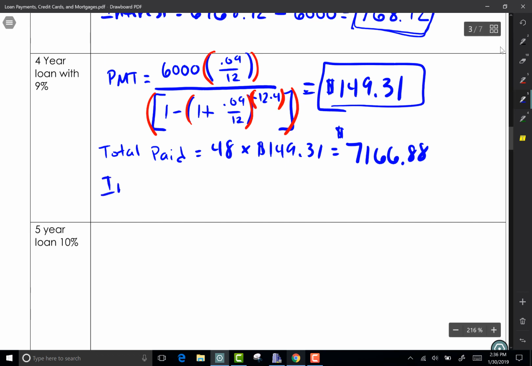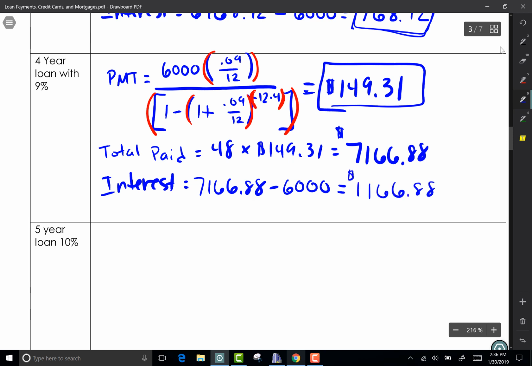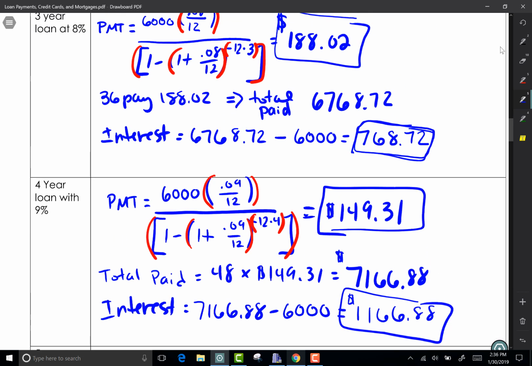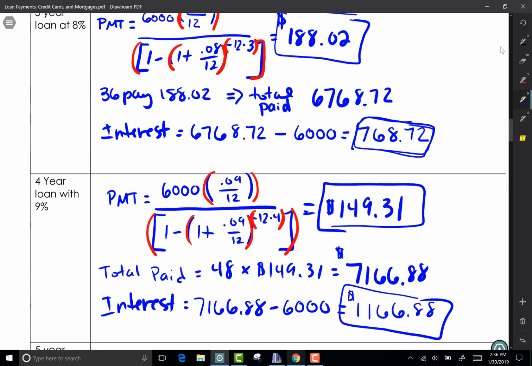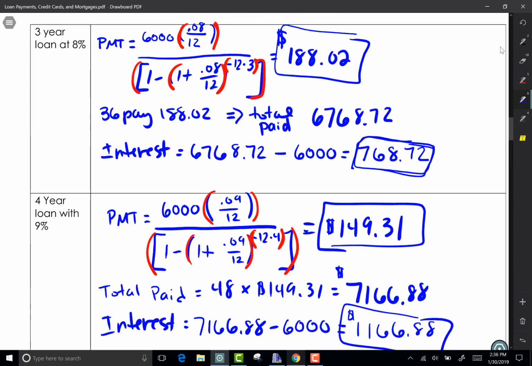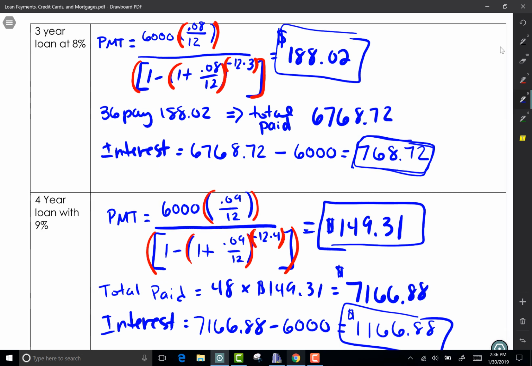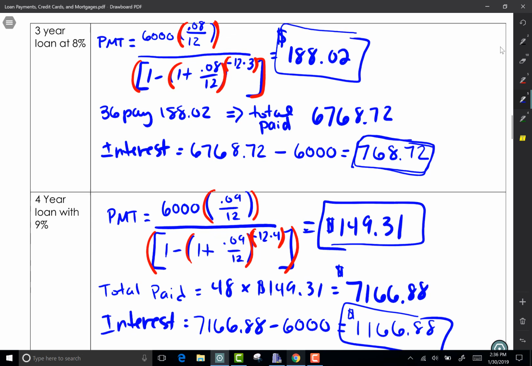Okay, so now to find the interest, I'm going to take the total paid and subtract off my original loan amount, and that means I'm going to have paid $1,166.88 in interest. So because it's an extra year added on and my percent went up, it's going to be a lot more in interest. So far, if I can swing the payment of $188.02 it looks like so far the first option is the best as far as saving money.